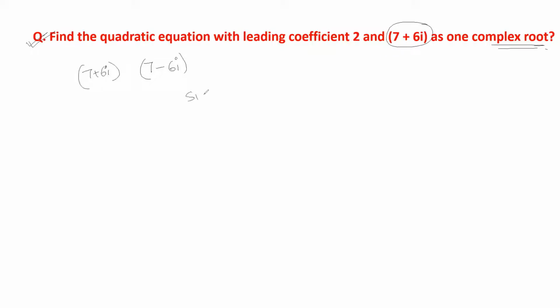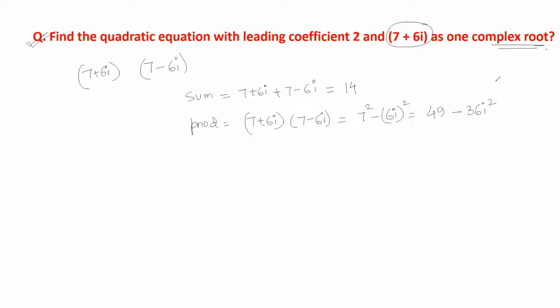So the sum of the roots of that quadratic equation would be simply 7 plus 6i plus 7 minus 6i, which would be 14. And the product of the roots would be simply 7 plus 6i times 7 minus 6i. So this would be (a plus b) into (a minus b), which would be a square minus b square. So that is 7 square minus (6i) whole square, which would give us 49 minus 36 i square. And we know that i square is given by -1. So this would be 49 plus 36, which would be 85.